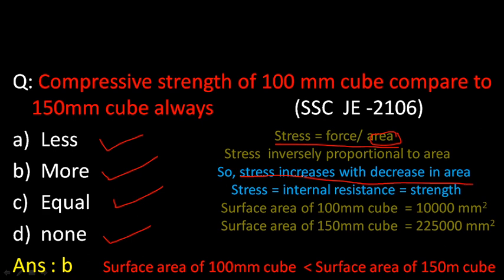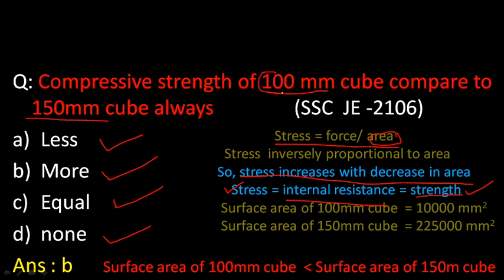What do you mean by stress? It is an internal resistance. So, the more the internal resistance, the more will be the strength. That we know. The more the internal resistance offered by the body, we can say that it is that much stronger. So, stress is nothing but an internal resistance of the body, and internal resistance is nothing but strength. So, here stress is increased with decreasing area. From this I can conclude that the strength of the member or strength of the concrete is increased with decreasing area. So here in the question they have given a 100 mm cube and a 150 mm cube.